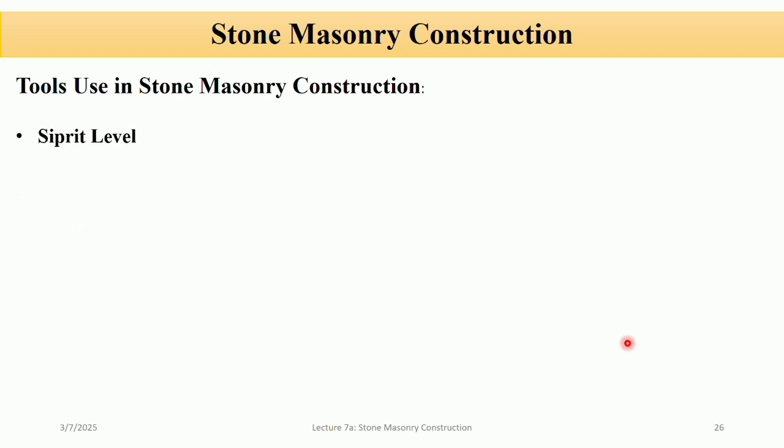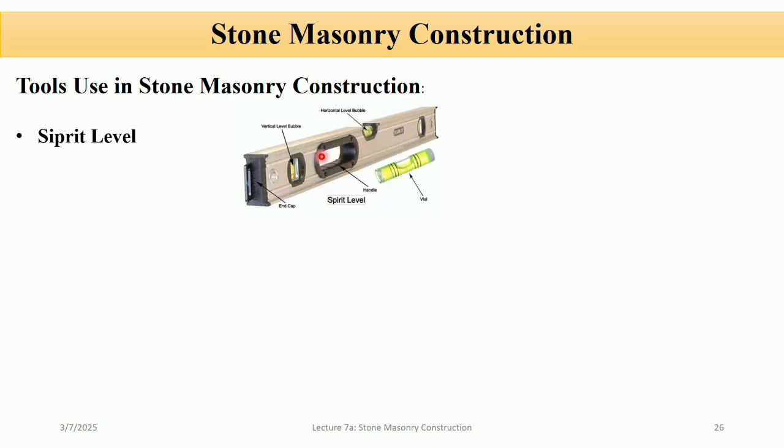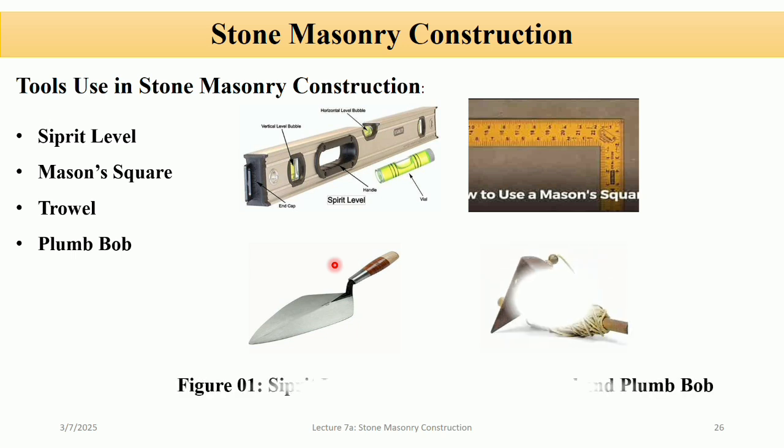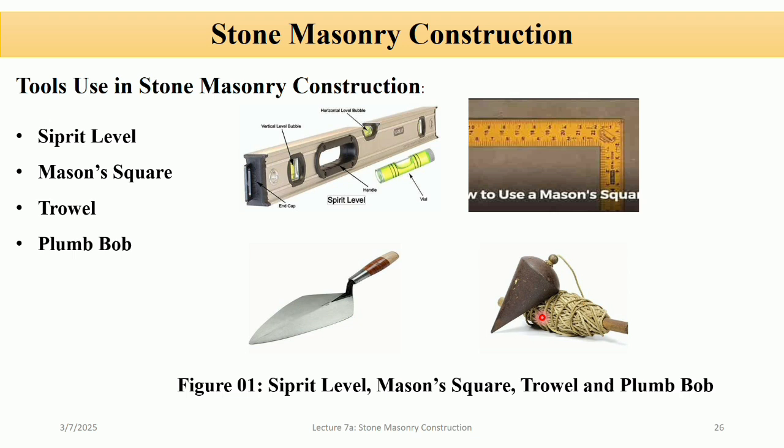Spirit level. This is the figure of a spirit level, and it is used for checking the level of masonry courses. Mason square. The mason square is made of flat iron, and each arm is about 450 mm long. It is used in setting out right angles. Trowel. The trowel is used for spreading mortar and is similar to a brick layer's trowel. Plumb bob. The plumb bob is used to check the verticality of a wall.